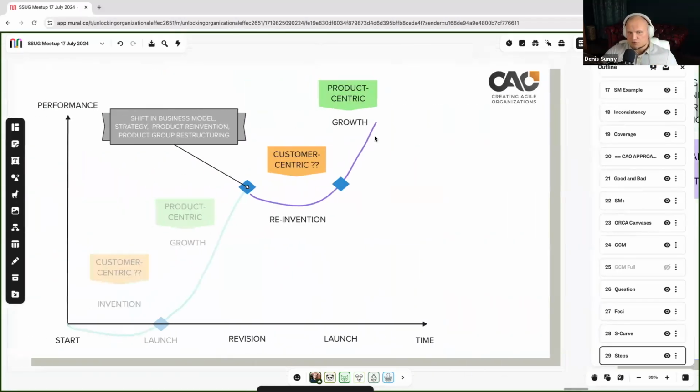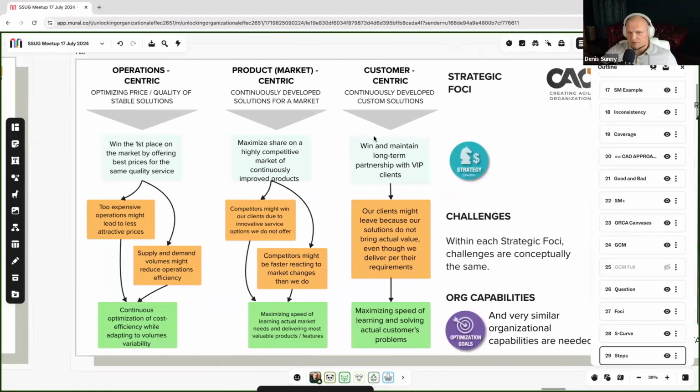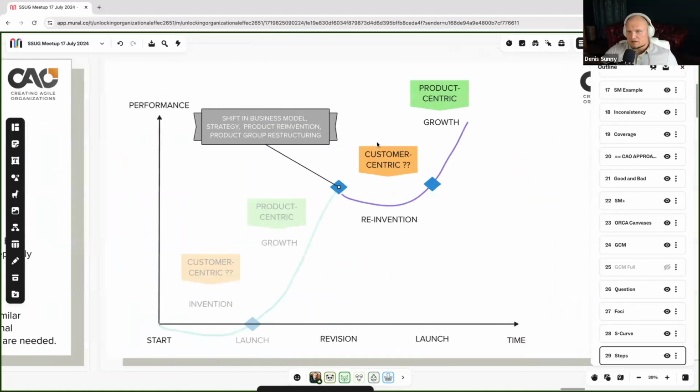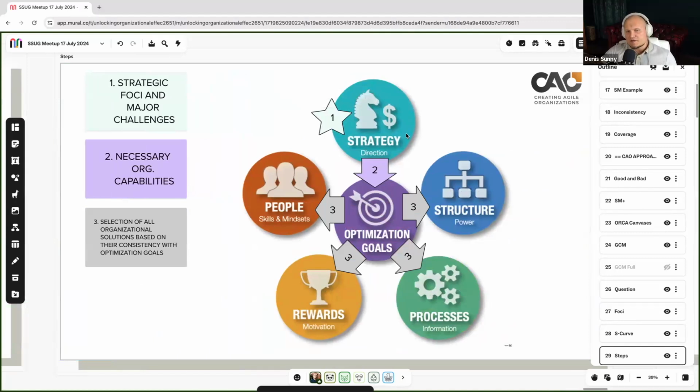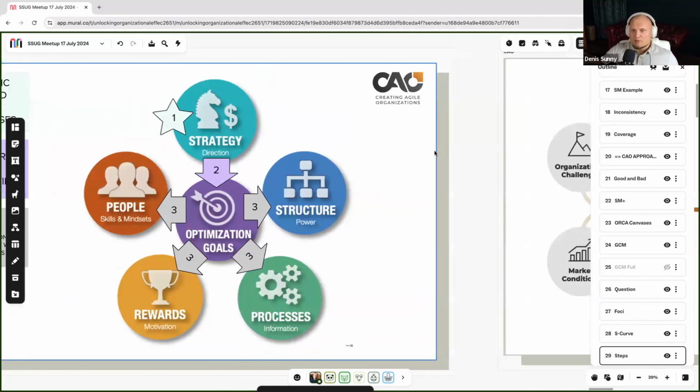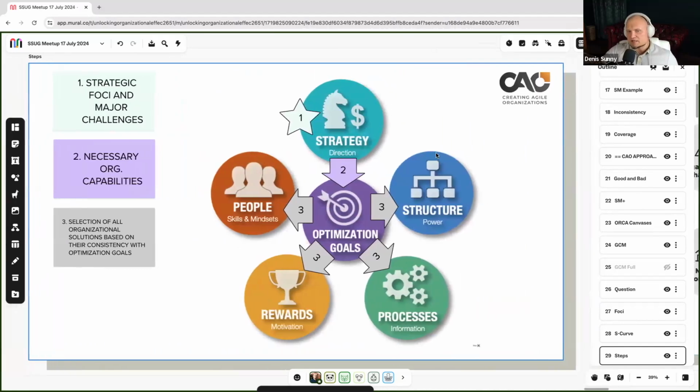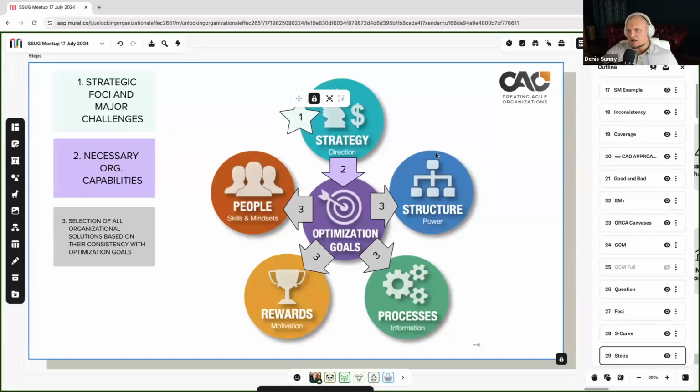This is like I showed here on this example at the bottom. And that gives you the opportunity to set your optimization goals, which are necessary to then select all organizational solutions in all the aspects of structures, processes, rewards, and people. And that is, of course, the main part, the biggest effort-wise. However, you still can ensure that everything is aligned to a single purpose.